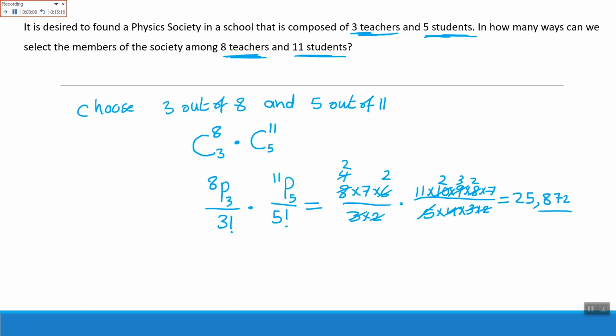You can have this answer in the choices, or you can have that answer, but most likely with big numbers like this, you will have this answer in the choices.